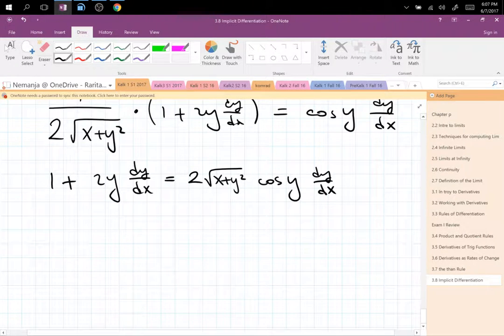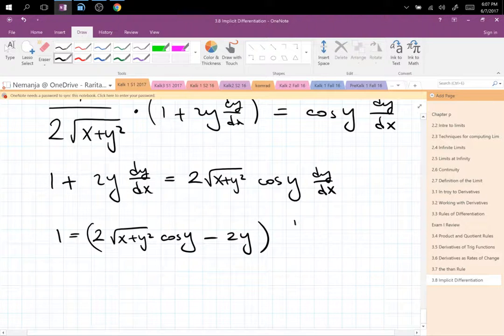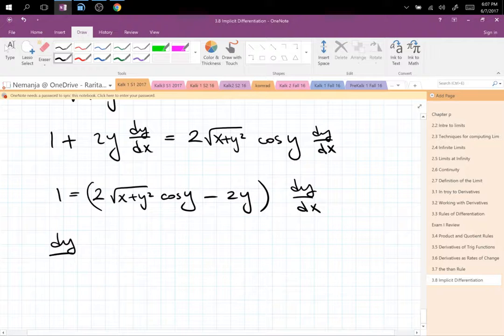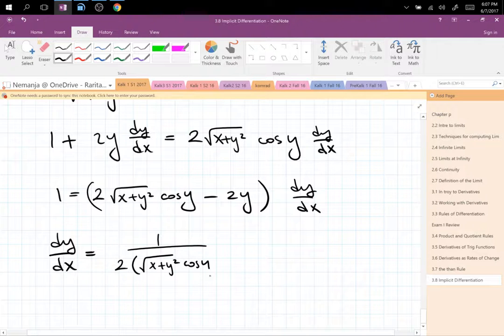And then move terms to the same side. And from there, dy dx, which is the slope, which is the derivative, is 1 over 2 square root of x plus y squared, cosine y minus y.